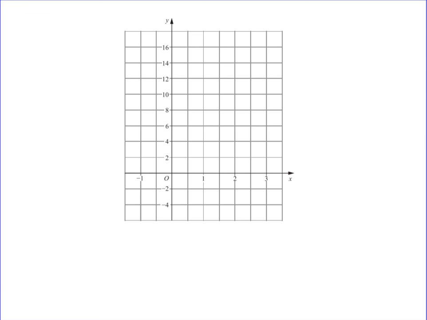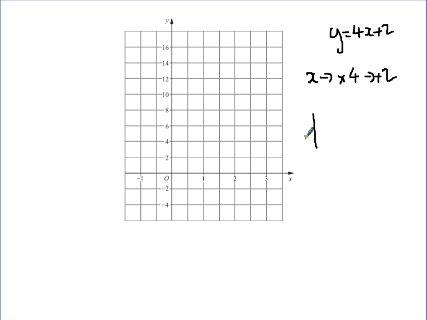Question 18 on the grid here. So we've got y equals 4x plus 2. So again, function machine, what we're doing, taking our x coordinate, times it by 4, and then we're adding 2 to it, and that gives us our y.